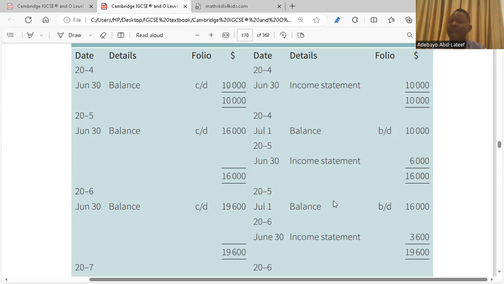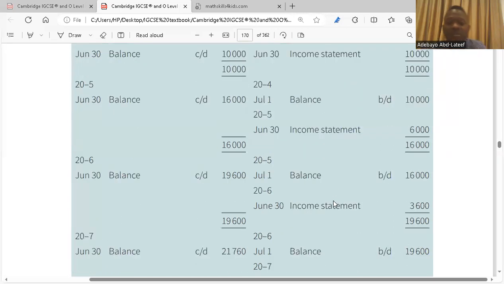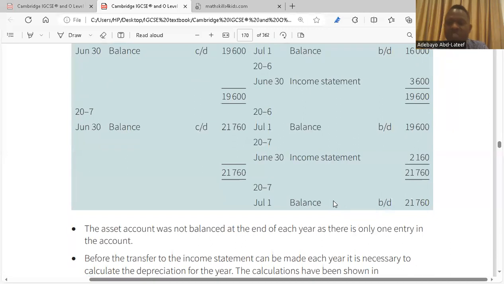The credit side of your income statement will state the value of depreciation, not the debit side. 16,000 minus 10,000 is 6,000. 19,600 minus 16,000 is 3,600. The loss in value of that asset is on the credit side of the provision for depreciation. So on that statement, it should be reducing: 10,000 year one, 6,000 year two, 3,600 year three. That's the provision for depreciation.